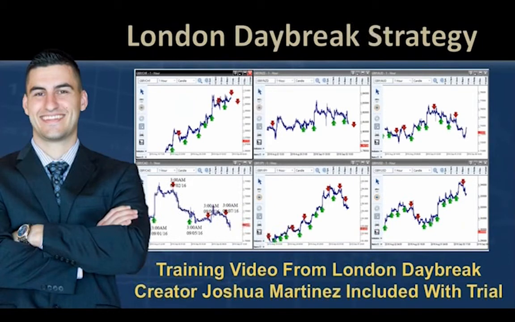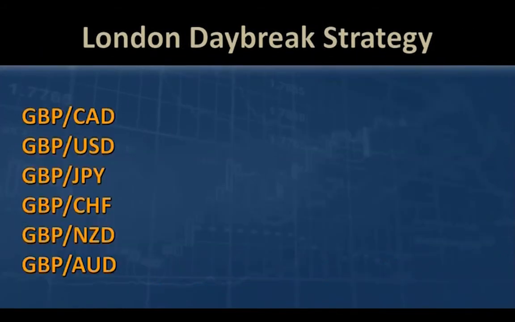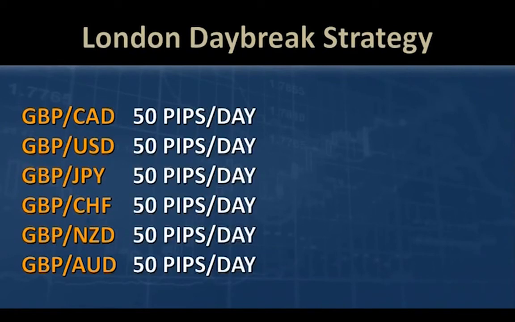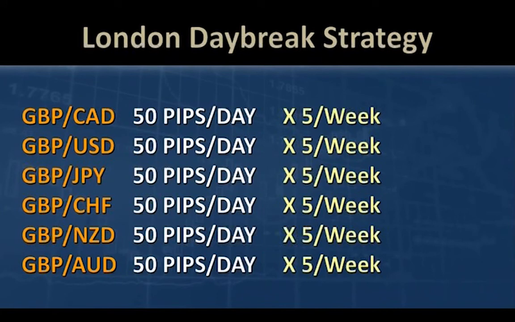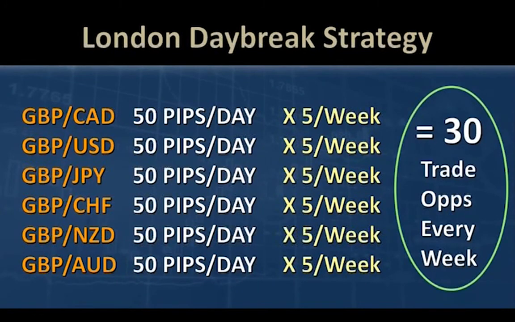Let me just very briefly talk to you about what the London Daybreak strategy is, okay? London refers to the British pound, and at daybreak, when they open, it's a strategy that you can utilize using these 6 pairs. So it's the British pound and the different currencies. The goal is to look for 50 pips a day on each one of those currencies, and you can do that 5 times a week. So you literally have up to 30 different trading opportunities every week.